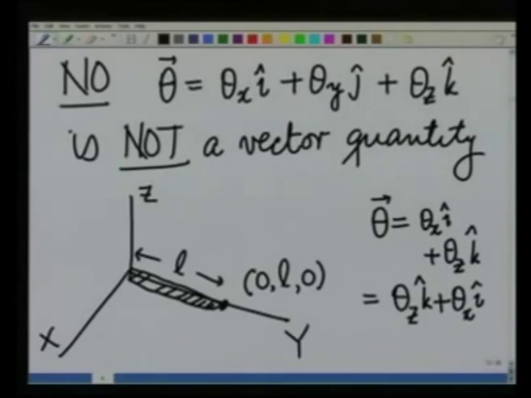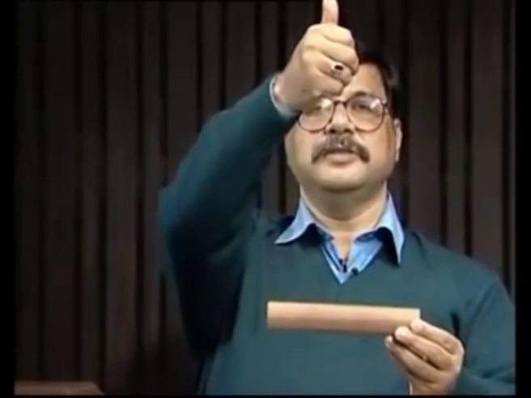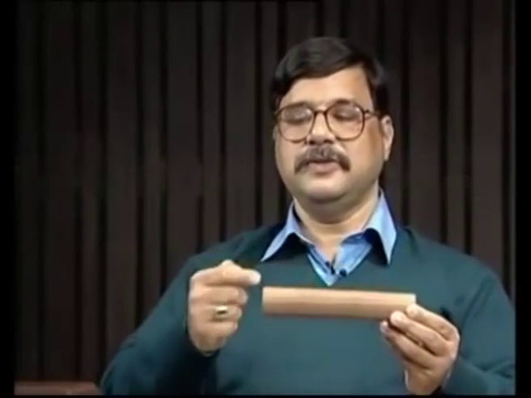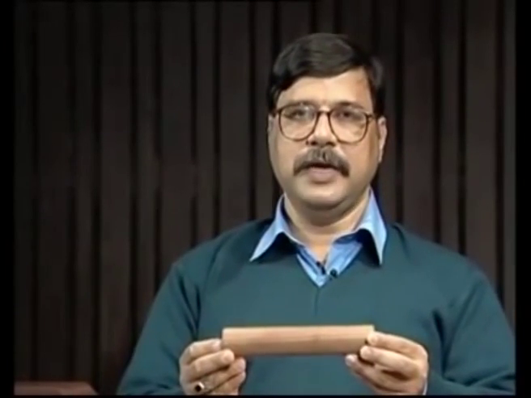So, let this be the thin rod, let this be the y axis, let the x axis be coming towards me, and this is the z axis. Let me first give it a rotation counterclockwise about the x axis. The x axis is coming this way, counterclockwise would be like this, and let me now rotate it by 90 degrees about the z axis. So, this is how it looks.